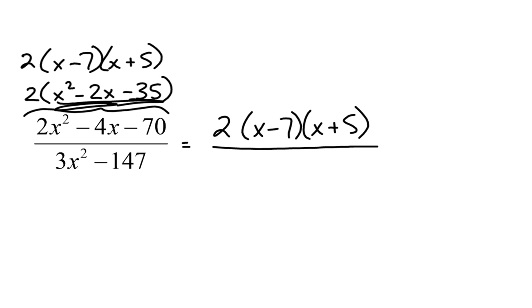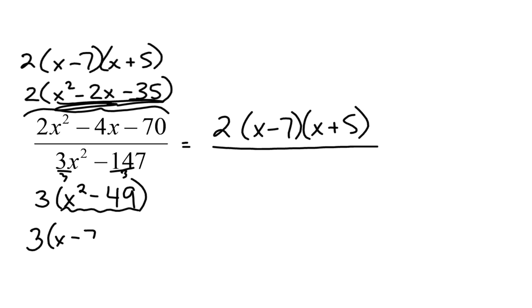Our denominator, 3x squared minus 147. It's not a trinomial, but there is a GCF. So I'm going to factor out a 3. So we're left with 3 times x squared minus 49, because I divided both of those terms by 3. But now I'm hoping you recognize that you have a difference of squares. So this can be factored one step further. 3 times x minus 7 times x plus 7. So there's the factored form.